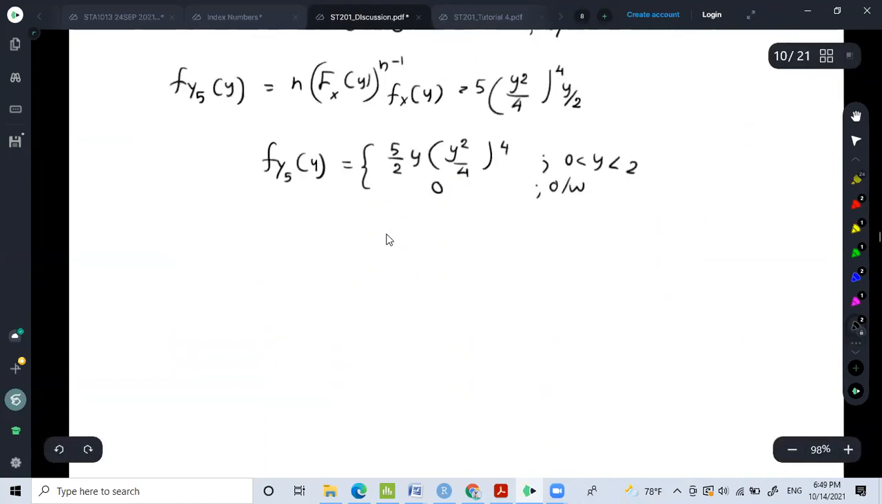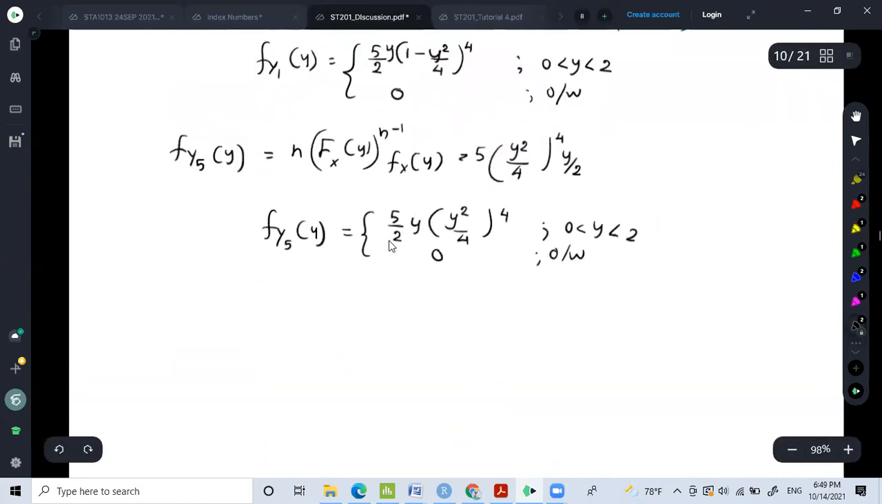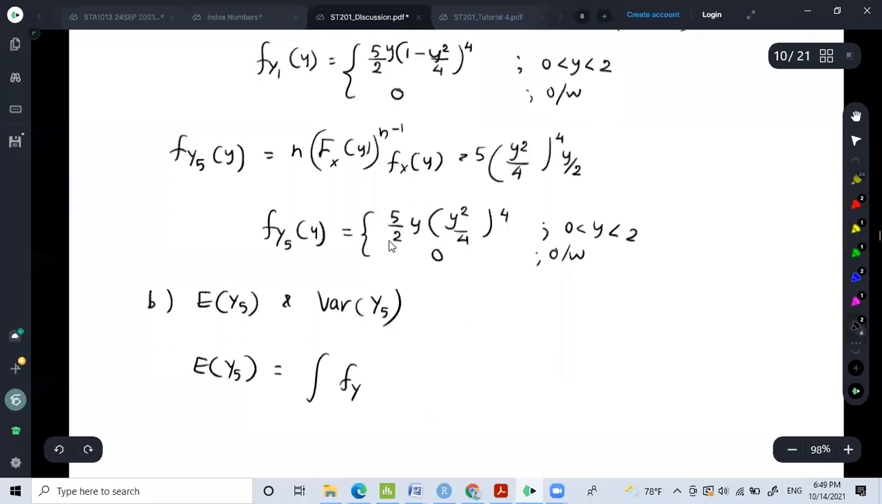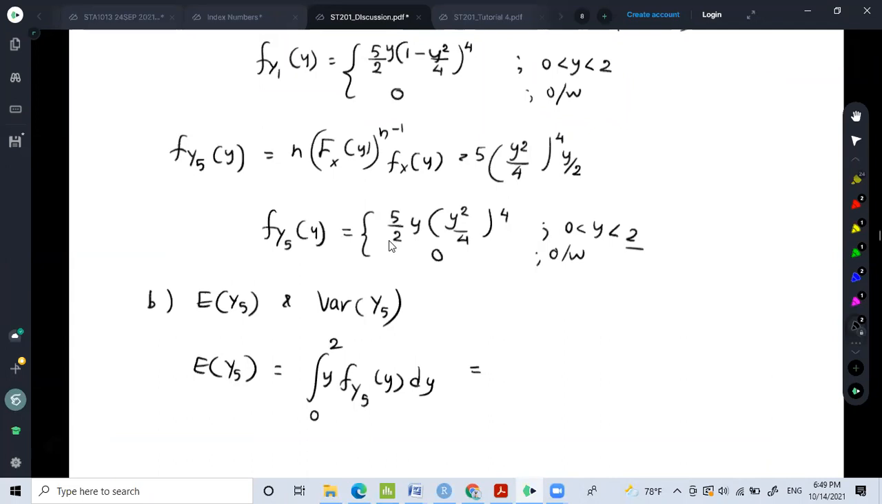The next step, part B, you have to find the expectation of y5 and the variance of y5. Well, how do you find it? You take the density of y5 multiplied by y. Y5 is the maximum anyway. The random variable is y. Okay? So you integrate it from 0 to 2, which is the support. Right? So do that. I'm not going to do all the steps. You know how to do the integration. This is a very simple one.